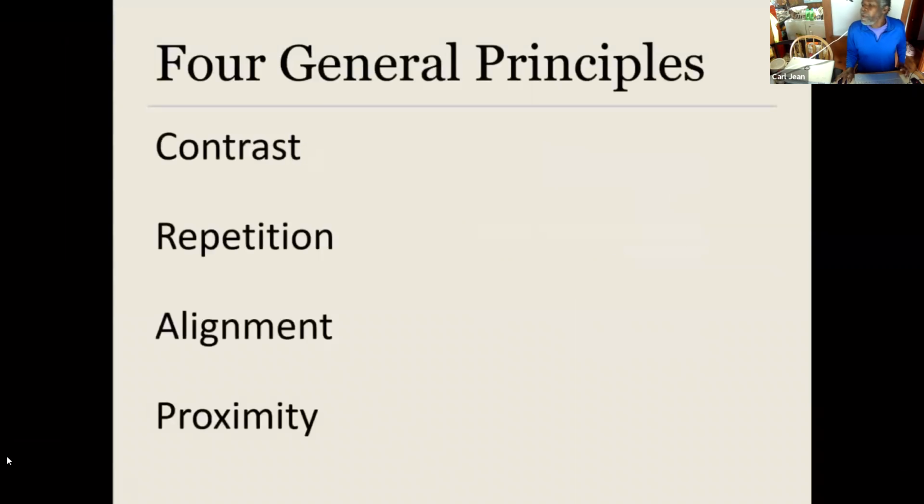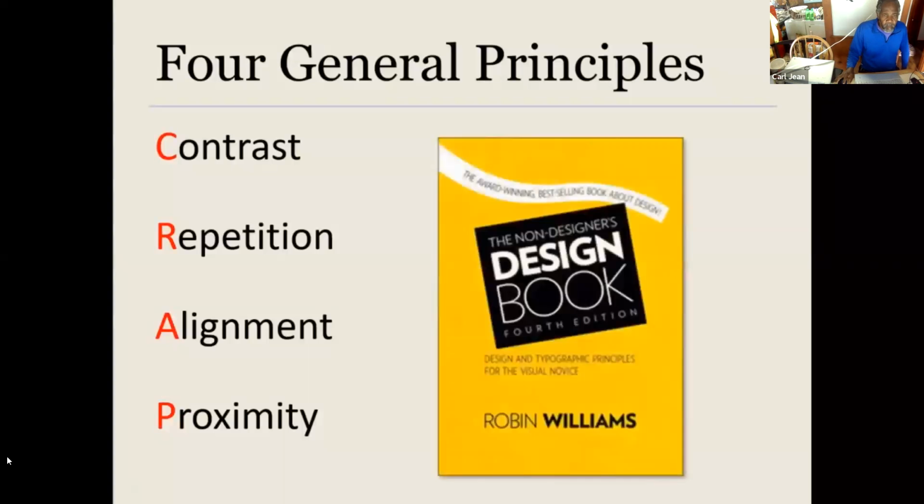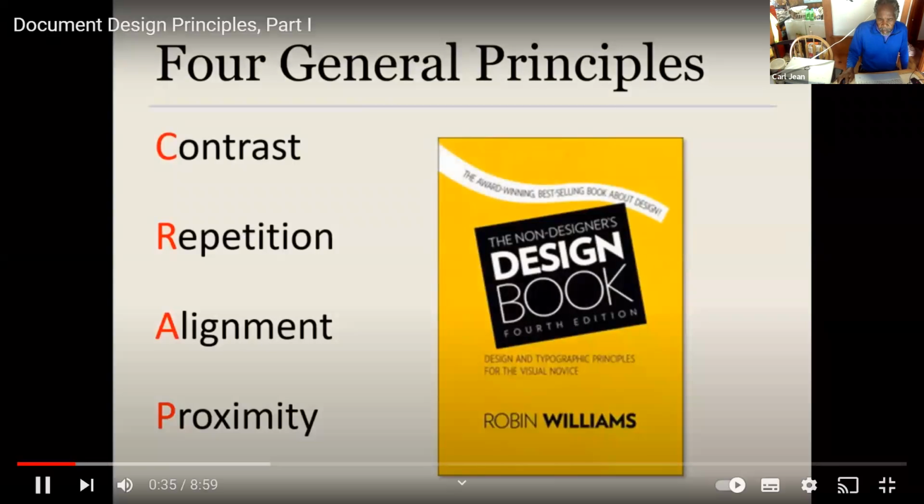There are four general principles that you need to know. They are called the CRAP principles for contrast, repetition, alignment, and proximity. These four principles were invented by a person named Robin Williams. No, not that Robin Williams, a different one. They appear for the first time in the Non-Designer's Design book.